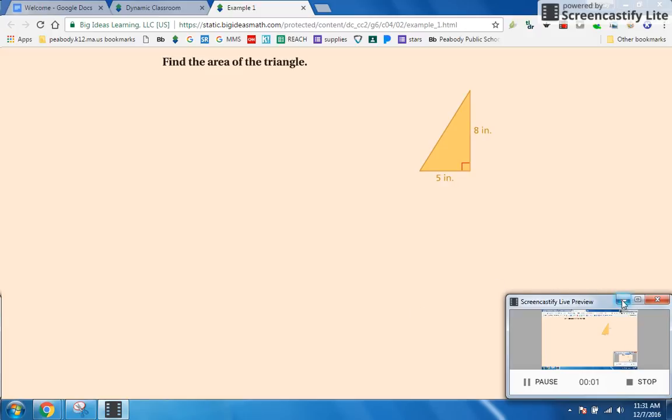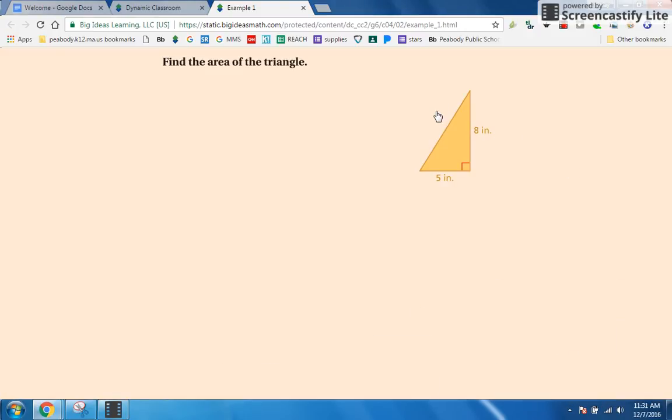So you just watched the video on the notes, so I'm just going to do some practice ones now for you. So here's a right triangle. The base is 5, the height is 8. I know that because they make a 90-degree angle. So you're just going to do base times height and divide it by 2.